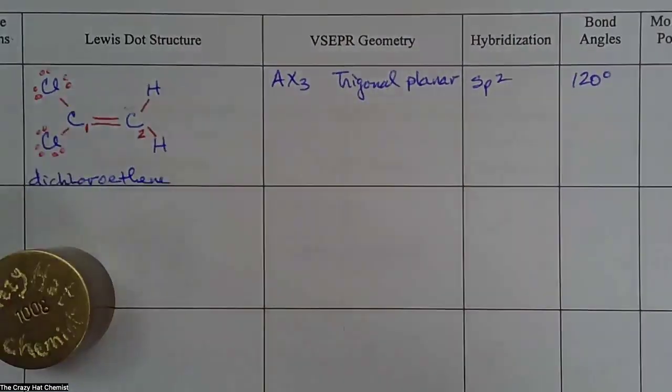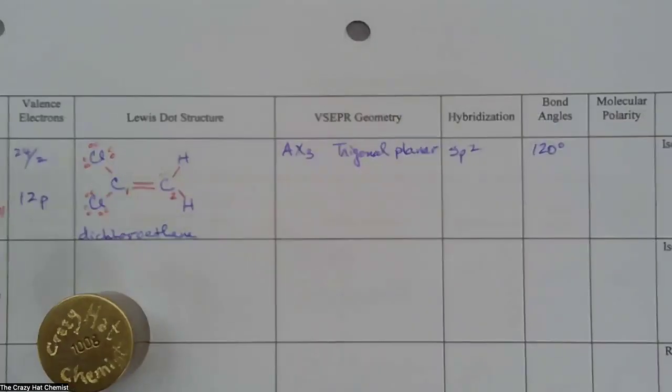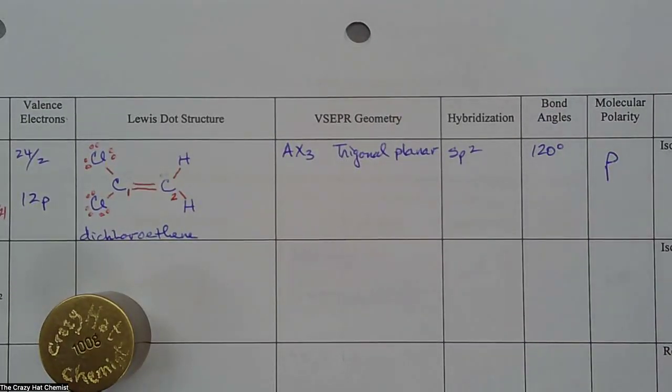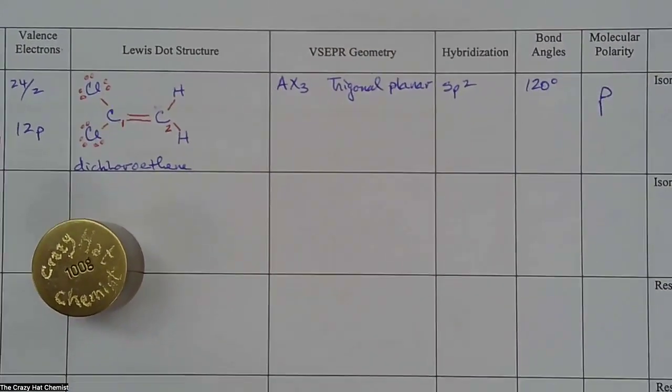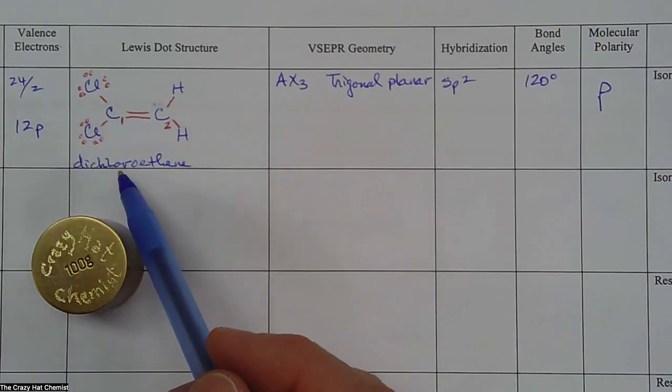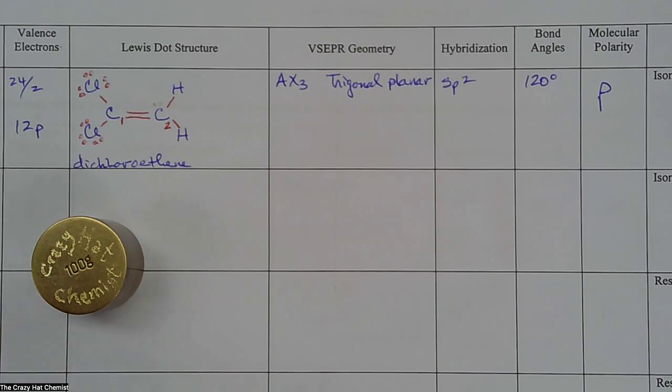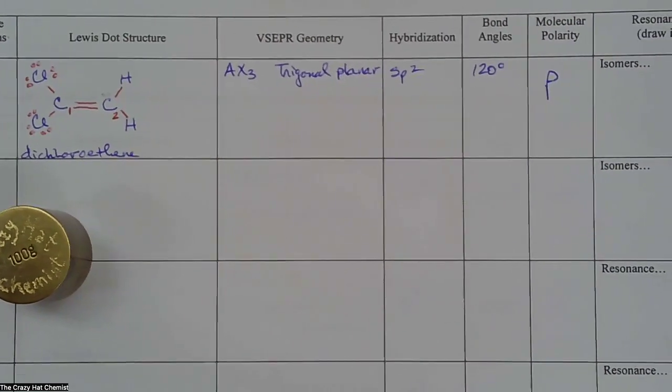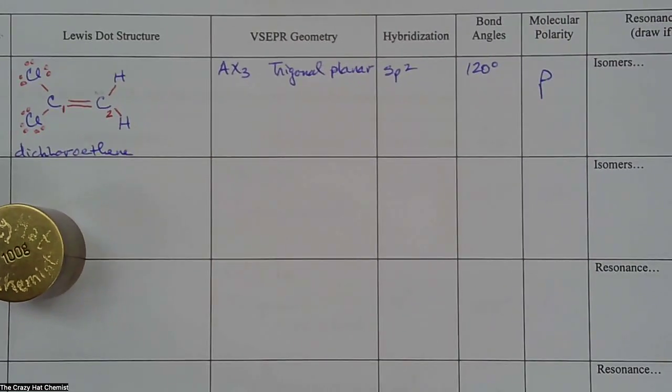So I'm going to pull that away. I'm going to zoom out for just a little bit, and we're going to write P for polar for the molecular polarity of this dichloroethene. This happens to be 1,1-dichloroethene. Sorry, 1,1-dichloroethene. Okay, now there is one other thing here, and that is called an isomer.